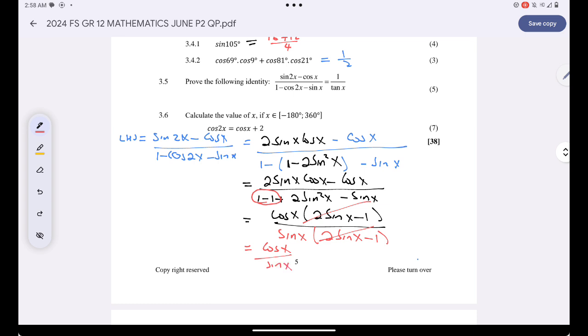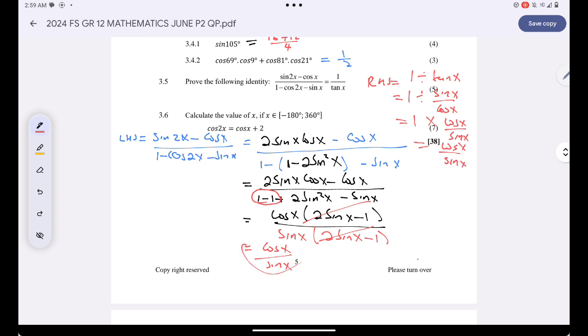We'll have cos x over sine x on our left hand side, right? And then for the right hand side, we have 1 divided by tan x, which is 1 divided by sine x over cos x, 1 multiplied by cos x, which is equal to cos x over sine x, right?